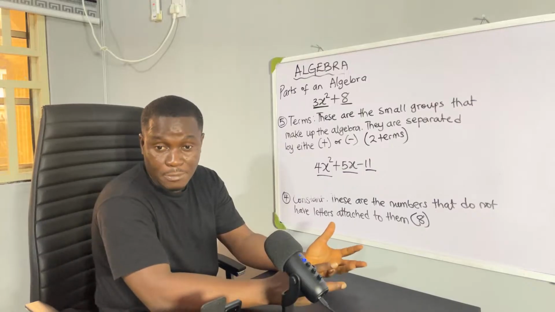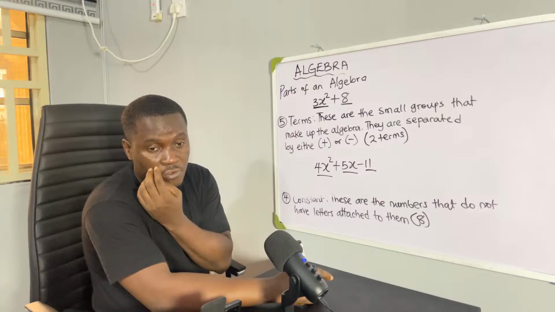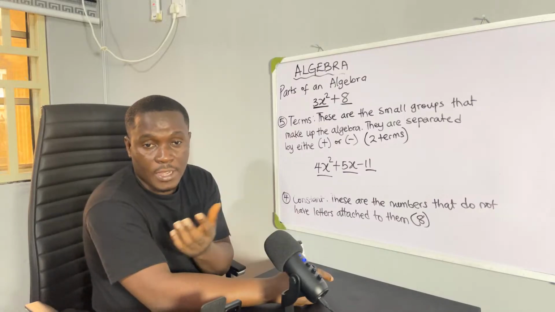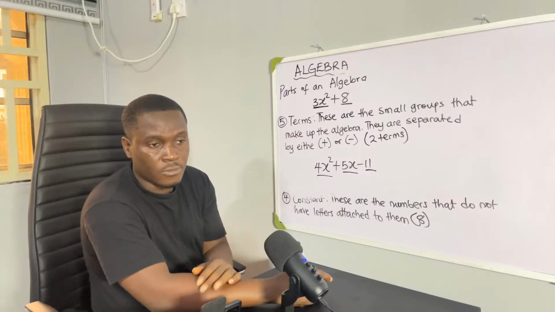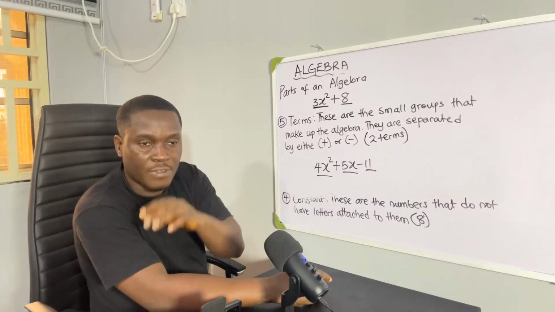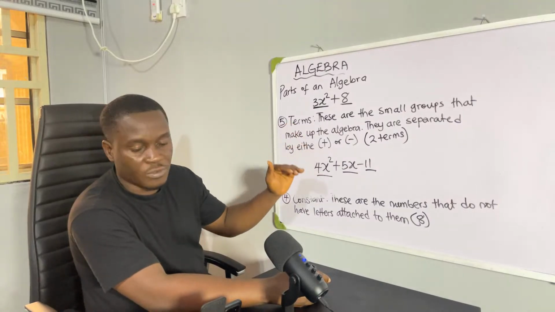Sometimes you might not have some of these parts. For example, you might have an algebra where there is no constant, right? But you must try to identify these various parts. So I'm going to give you 1 minute to read through what we've done.